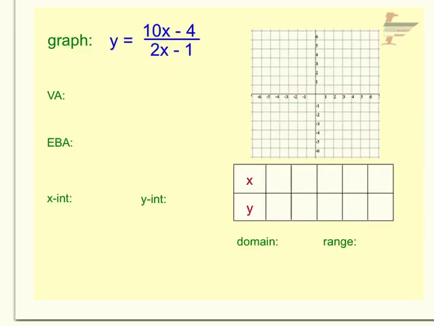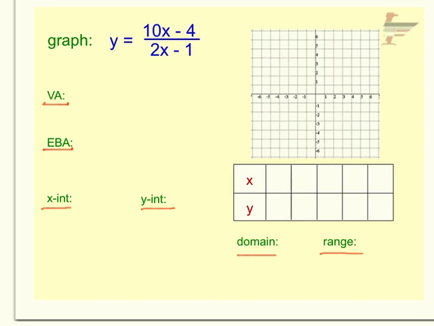Alright, this last slide I just want to show you, you'll see a video on the graphing, but here's everything that you're going to do for your graphing. You have to find your vertical asymptote and behavior asymptote, your x and your y-intercepts. Domain and range is going to tie in a lot with your VA and your EBA. You're going to see a video on that.